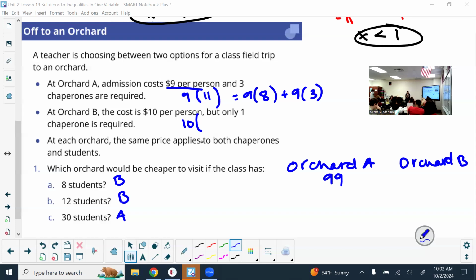Okay. So we're trying to figure out how much it costs for Orchard B when there's 8 students. The question I asked is, what do I have to multiply the 10 by to figure that out? How many people is it when there's 8 students and 1 chaperone? Thanks, 1 was the only person. 10 times 9 is what, class? So it is cheaper for Orchard B by $9. So yes, people that said Orchard B, yes, it is cheaper because that's the math that we're doing.